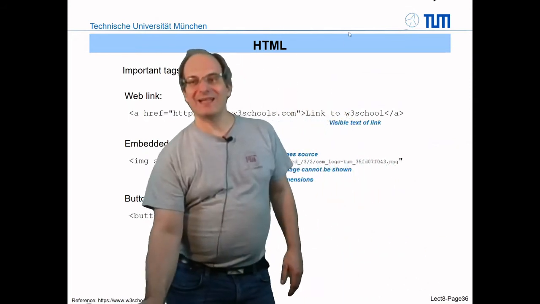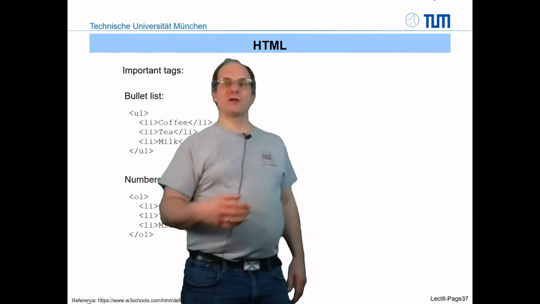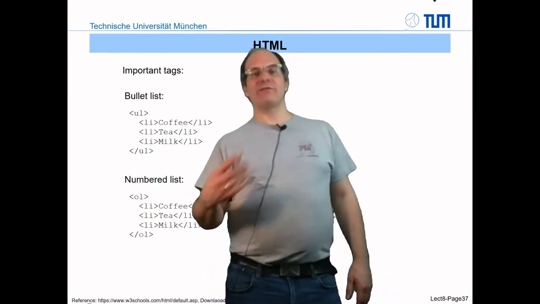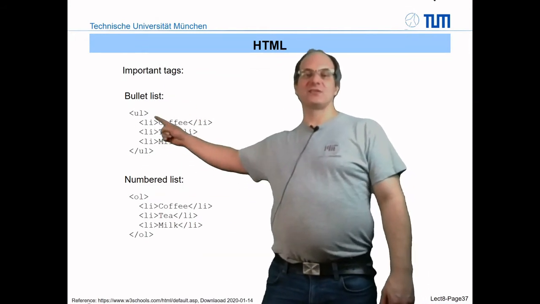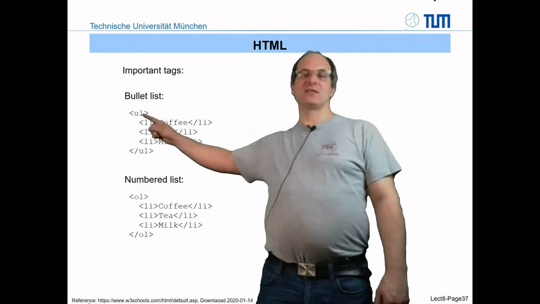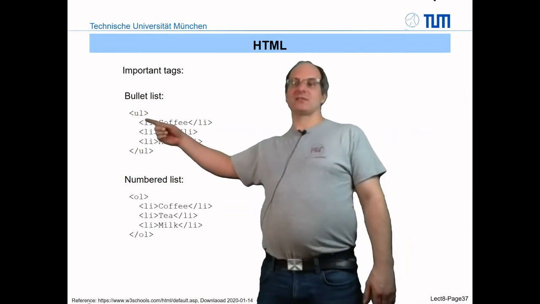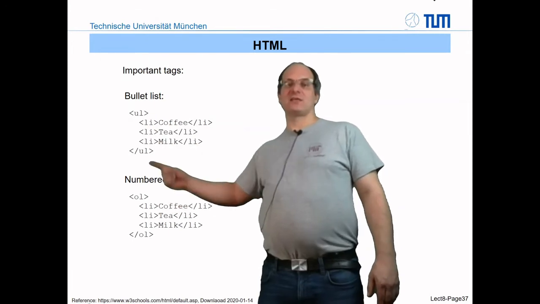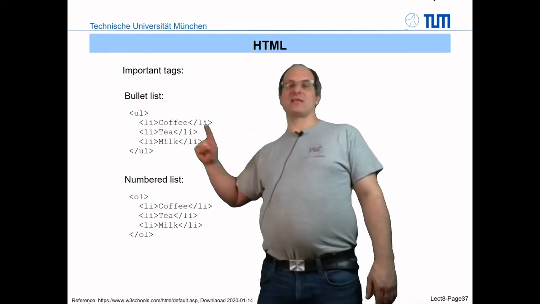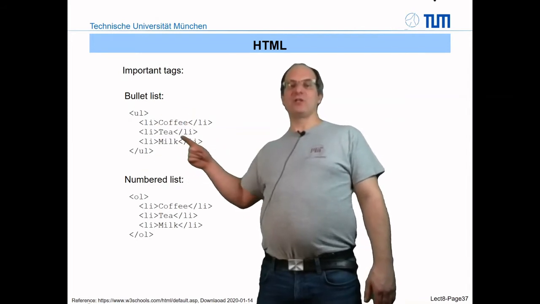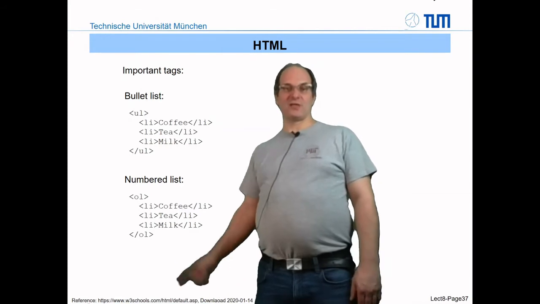So what else do we have? Very important are bullet lists. You can have a bullet list or a numbered list. So lists, you see, have very short tags, and this is what you have to learn. You have UL, which is an unnumbered list, and you always have LI, which is then the list element, with start and end tag. So this is the list, and you will get bullets here, and here you will get an automatically numbered list.